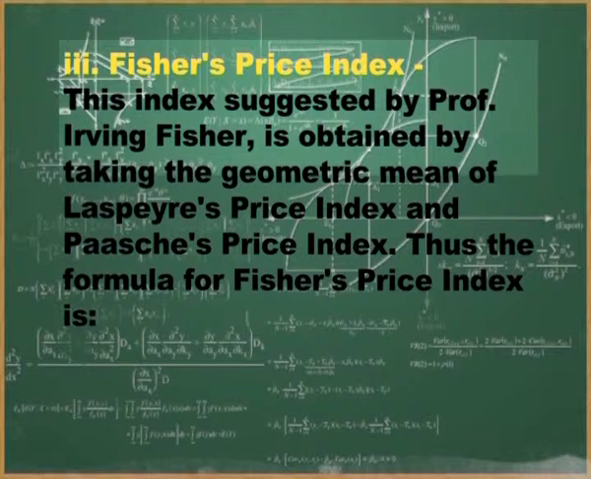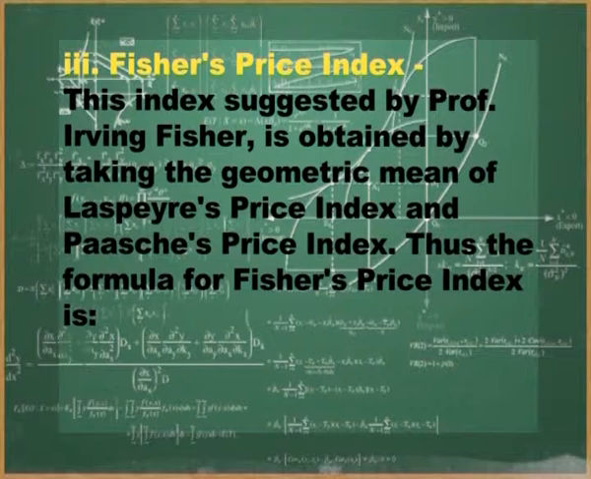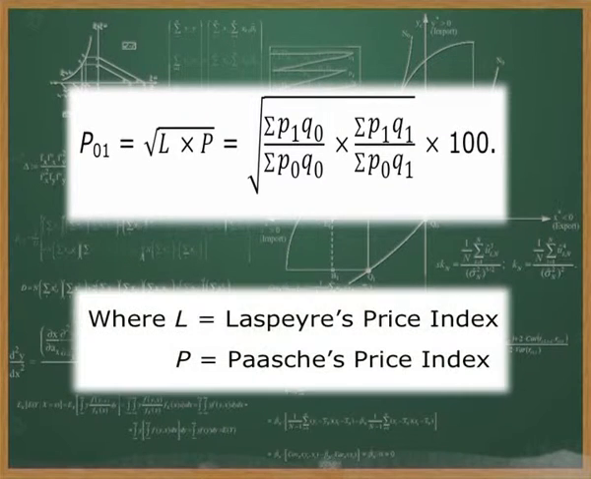This index, suggested by Professor Irving Fisher, is obtained by taking the geometric mean of Laspeyre's price index and Paasche's price index. Thus the formula for Fisher's price index is P01 equals under root of L into P. So that is equal to under root of sigma P1 Q0 divided by sigma P0 Q0 times sigma P1 Q1 divided by sigma P0 Q1. The whole thing is multiplied again by 100, where L is Laspeyre's price index and capital P is Paasche's price index.